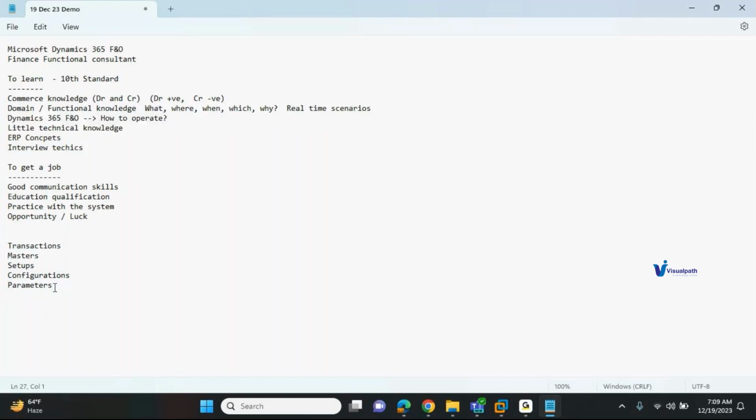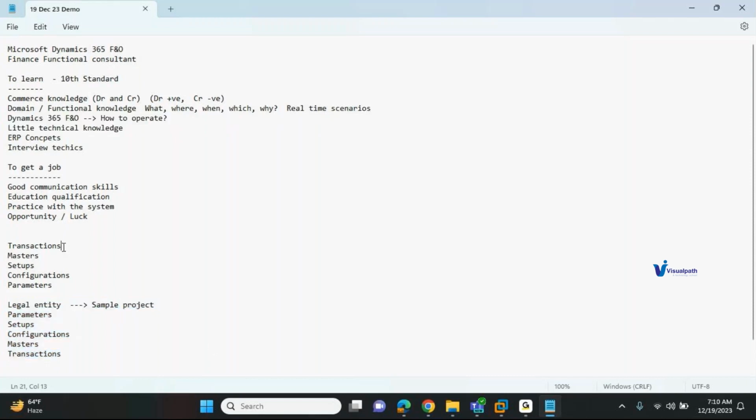So after this one, I'm going to create a legal entity. Legal entity means company. I will do parameters, setups, configurations, then masters, and then config. So this is equal to sample project. I'm going to teach.